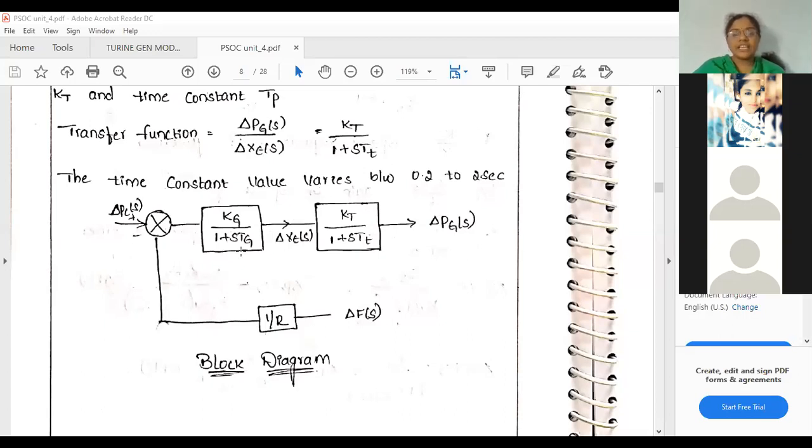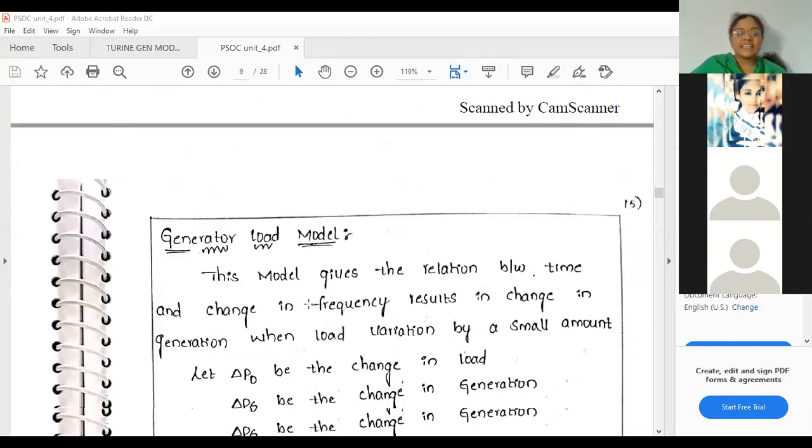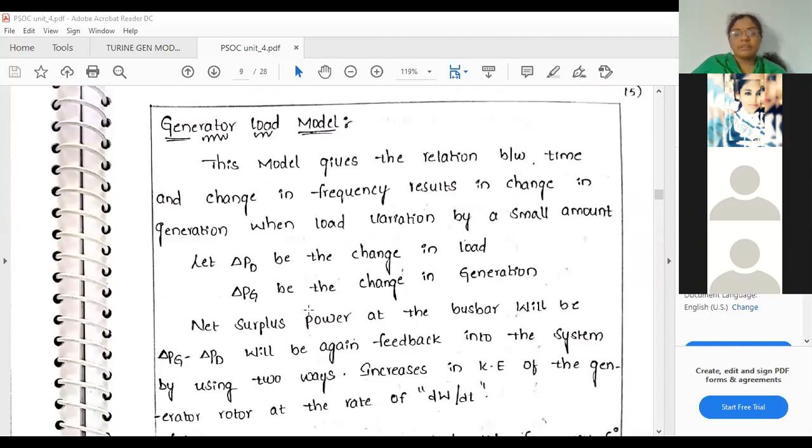Animations. And here this is the governing system, and from the governing system the controlled steam input is given to the turbine, and from the turbine the output is the power output. This is the regulation, and this is the frequency feedback. Next we'll go with the generator model.